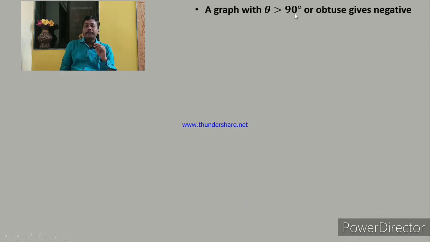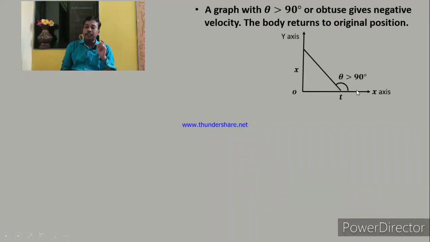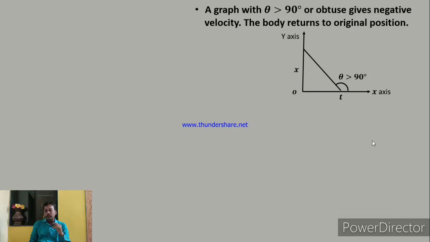A graph with theta greater than 90 degrees, or obtuse, gives negative velocity. The body returns to its original position. If the graph has a negative, obtuse angle, theta greater than 90 degrees, then the slope is negative, which means the body returns to its original position. So when the body returns to its original position, the graph is shown like this.